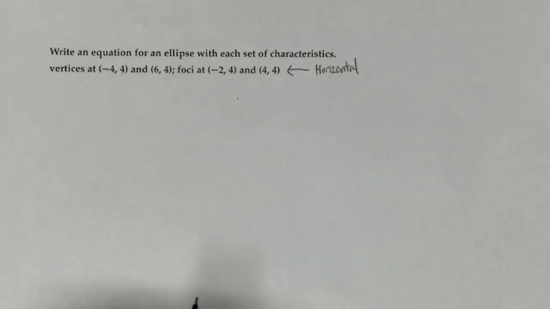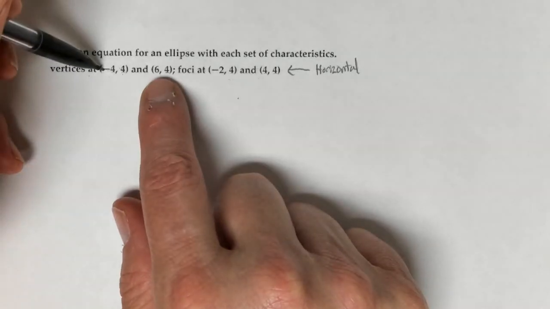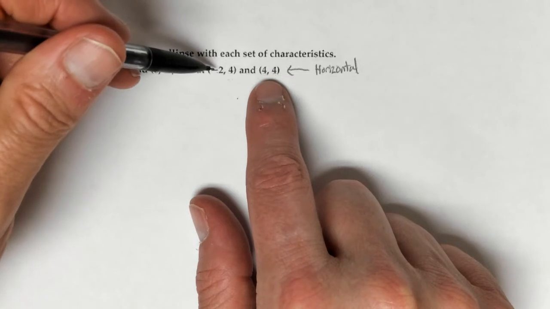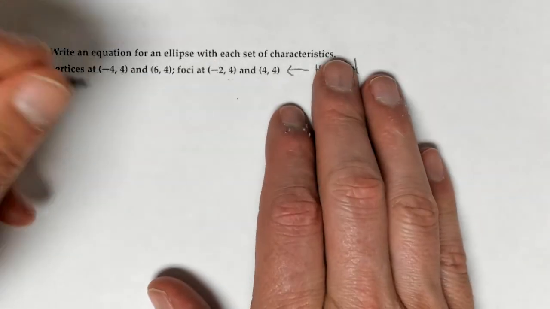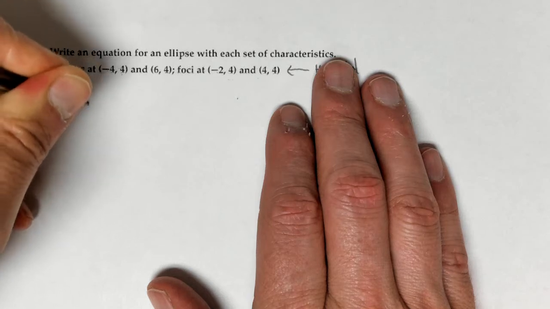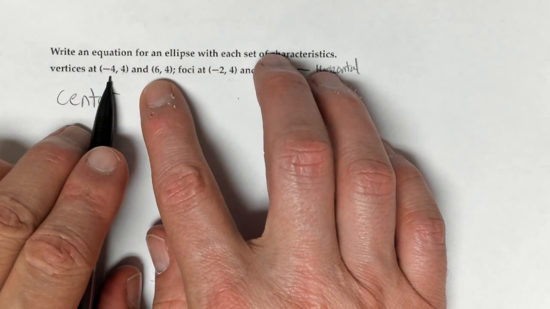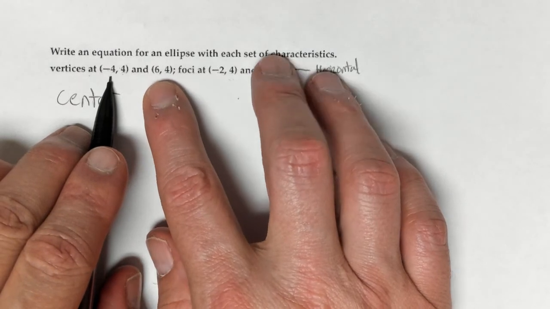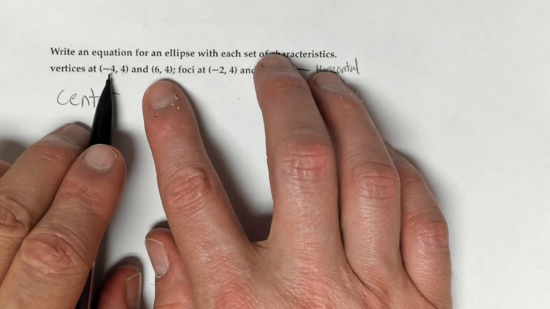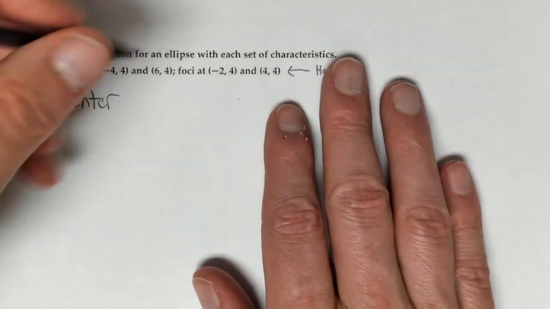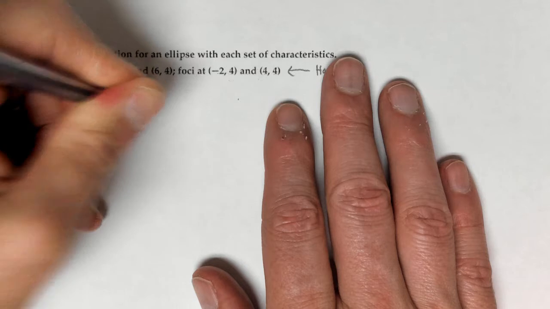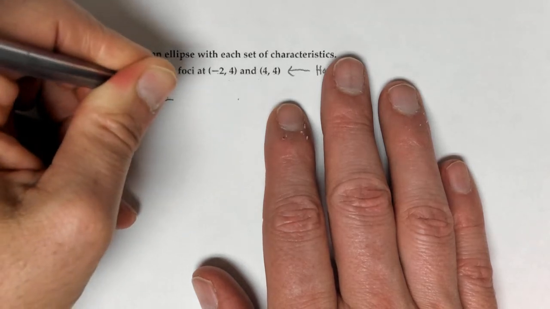Okay, so the center, how can we obtain the center? Well, remember, the center is going to be the midpoint of the two vertices or the midpoint of the two foci, either one, right? So if I wanted the center, I just need the midpoint of these two, right? So from 4 to 6, I can add them together and divide by 2. 6 minus 4 is 2, divided by 2 is 1. So my center is 1, comma, the midpoint of 4 and 4 is 4.